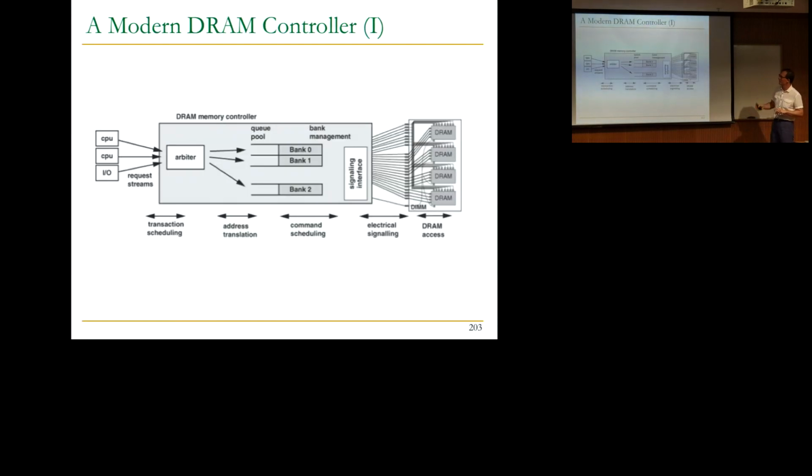And this is one example of a DRAM controller. I'm not going to talk about this a lot. This is the signaling interface, the analog interface that I mentioned. And this is very dependent on the DRAM interface, the technology that you have over here.